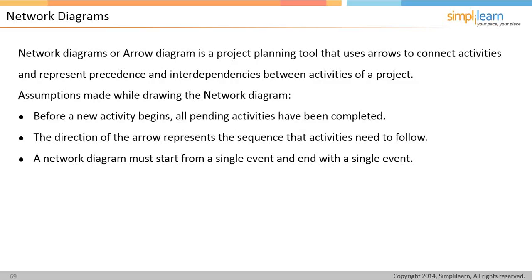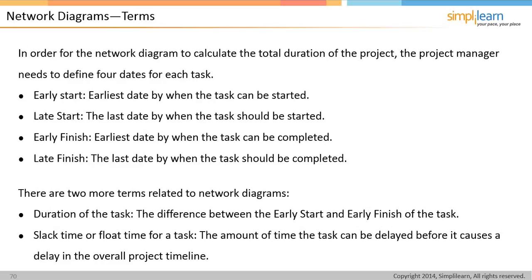Network diagrams, another approach that we can use, or an arrow diagram. It's a project planning tool that uses arrows to connect activities and represents precedence and interdependencies between activities of a project. There are some assumptions that are made while drawing a network diagram. Before a new activity begins, all pending activities have been completed. The direction of the arrow represents the sequence that activities need to follow. And it must start from a single event and end with a single event.